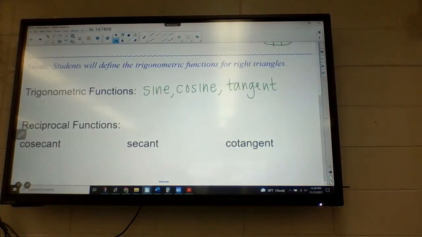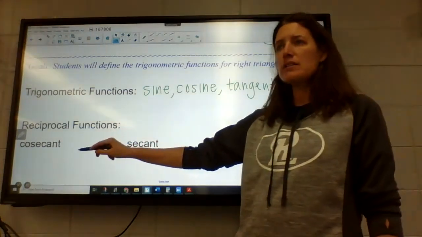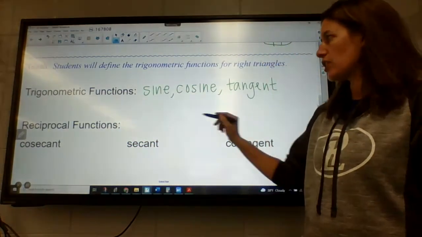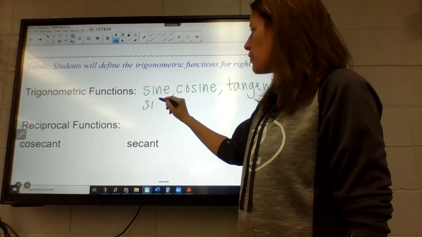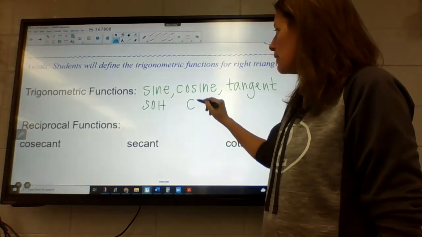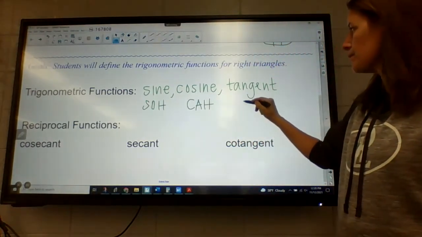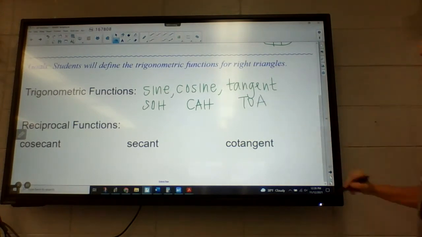where these other trig functions show up is they're actually just reciprocals of sine, cosine, and tangent. So remember, this is SOHCAHTOA. Cosecant, secant, and cotangent are just the reciprocals of that.